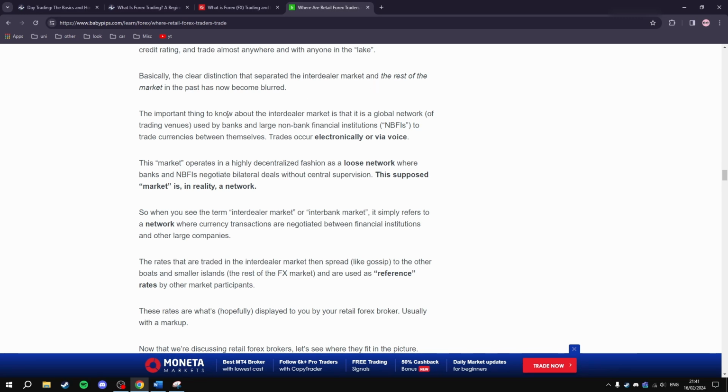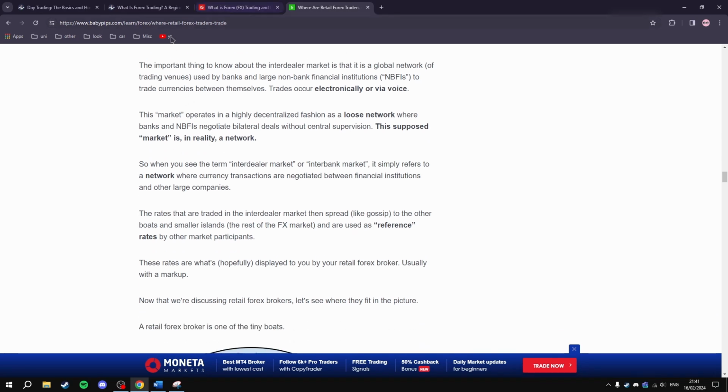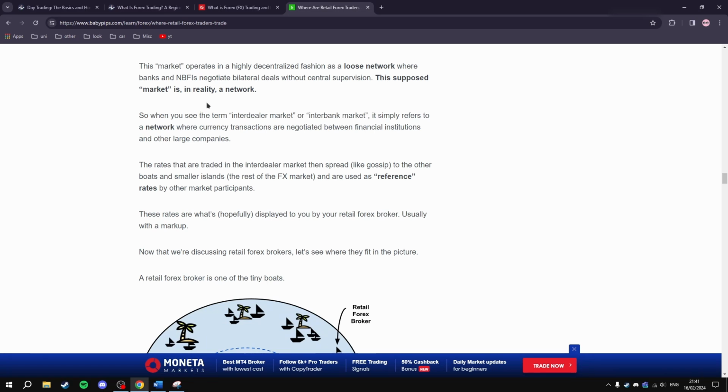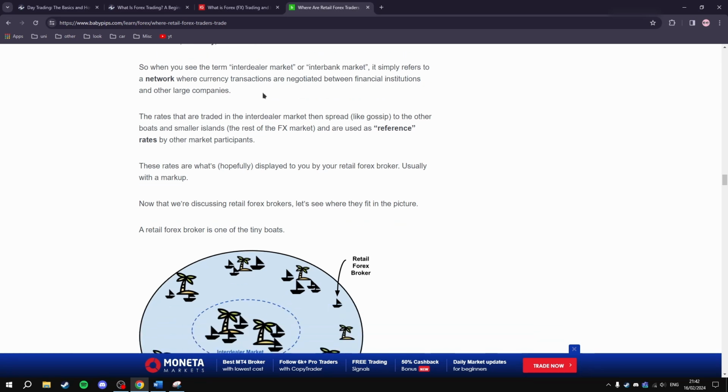The important thing to know about the interdealer market is that it is a global network of trading venues used by banks and large non-bank financial institutions to trade currencies between themselves. Trades occur electronically or via voice. This market operates in a highly decentralized fashion as a loose network where banks and NBFIs negotiate bilateral deals without central supervision. This supposed market is in reality a network. So when you see the term interdealer market or interbank market, it simply refers to a network where currency transactions are negotiated between financial institutions and other large companies.